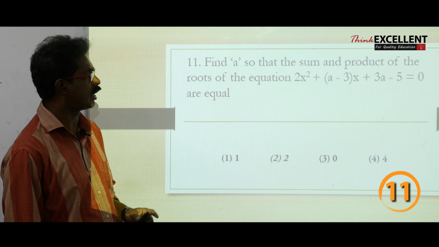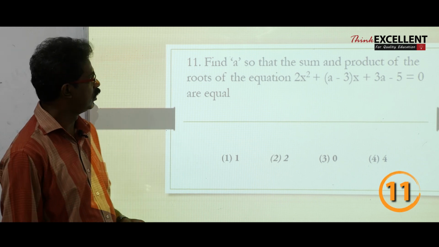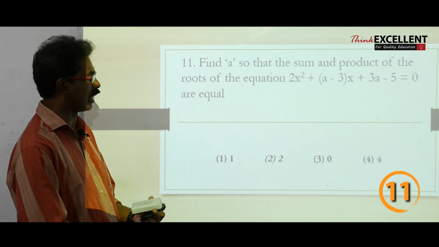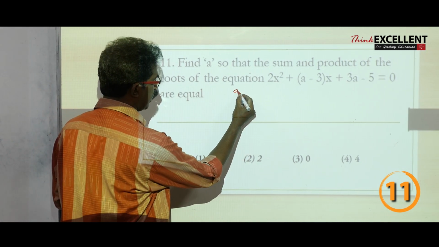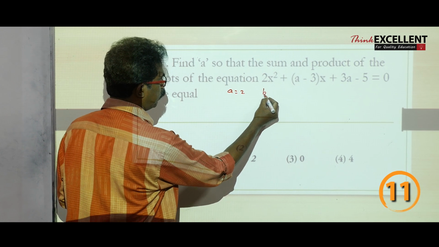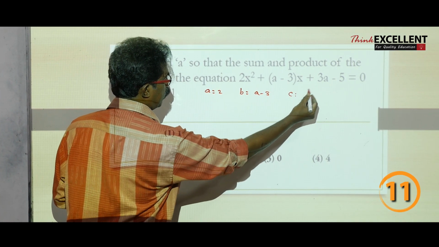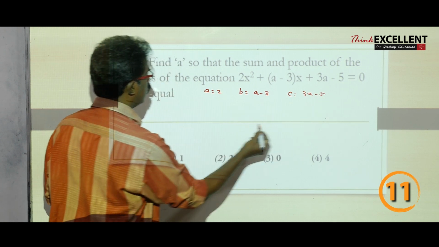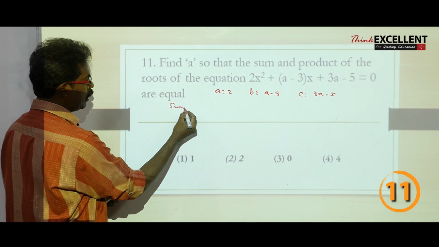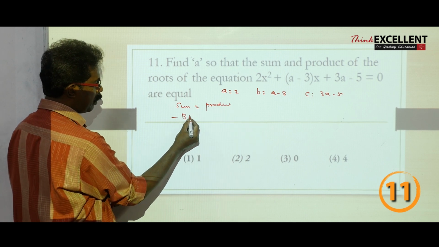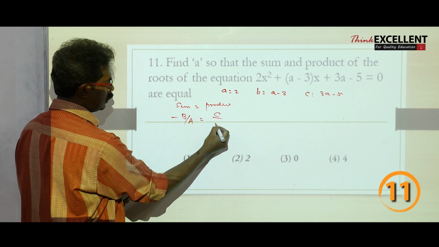First you check whether the quadratic equation is given in the correct form: ax square plus bx plus c equals 0. Yes, it is the correct form. The a value is 2, b value is a minus 3, and c is the remaining 3a minus 5. It is given in the question, sum is equal to product. Sum is equal to minus b by a. Product is equal to c by a.